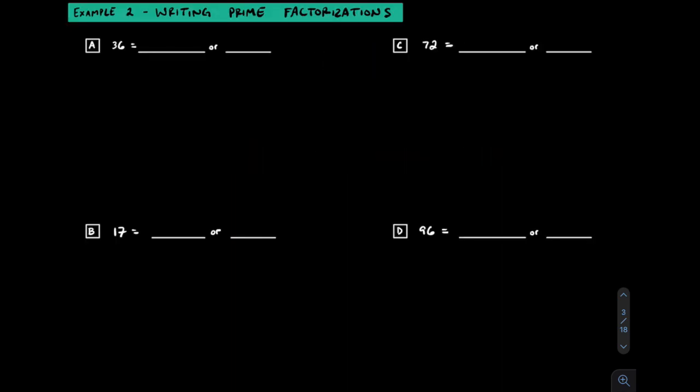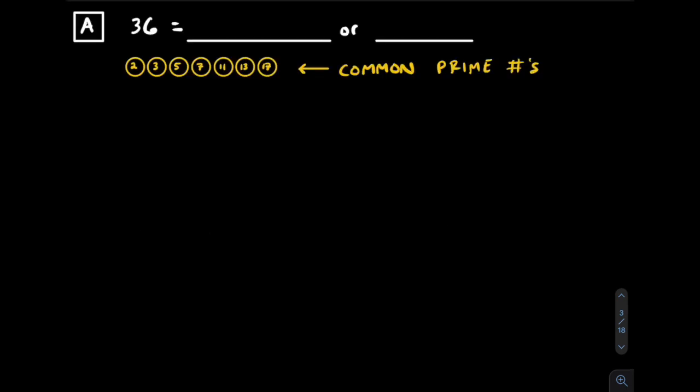Now that you've gotten a little better at identifying prime and composite numbers, let's try writing prime factorizations together. Remember, the most common prime numbers you should be using in these prime factorizations are 2, 3, 5, 7, 11, 13, and 17. While this list does go on, these are the most common ones you're going to see. To help you get started, I've listed 7 of the most common prime numbers used in prime factorization.